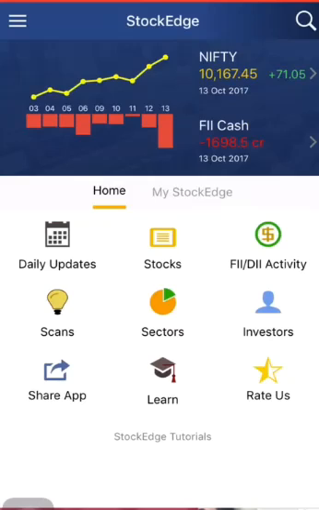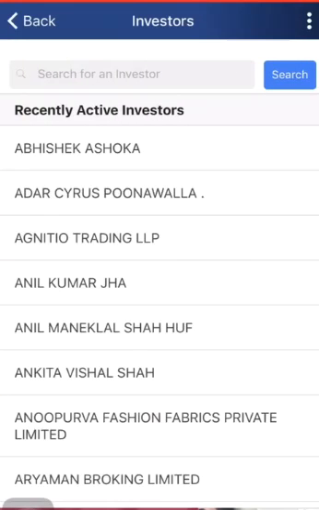So friends, heading on to the next section, the investors. You get the list of all the investors who were recently active, and you can see what the big investors, the huge fishes, are buying in the market. For example, you see here Abhishek Ashoka, Cyprus Punawala, and many other people who are buying or selling in the market. So you get first hand information on where the huge investors are putting their money or removing their money from. It's very helpful, and you can make maximum benefit out of it.